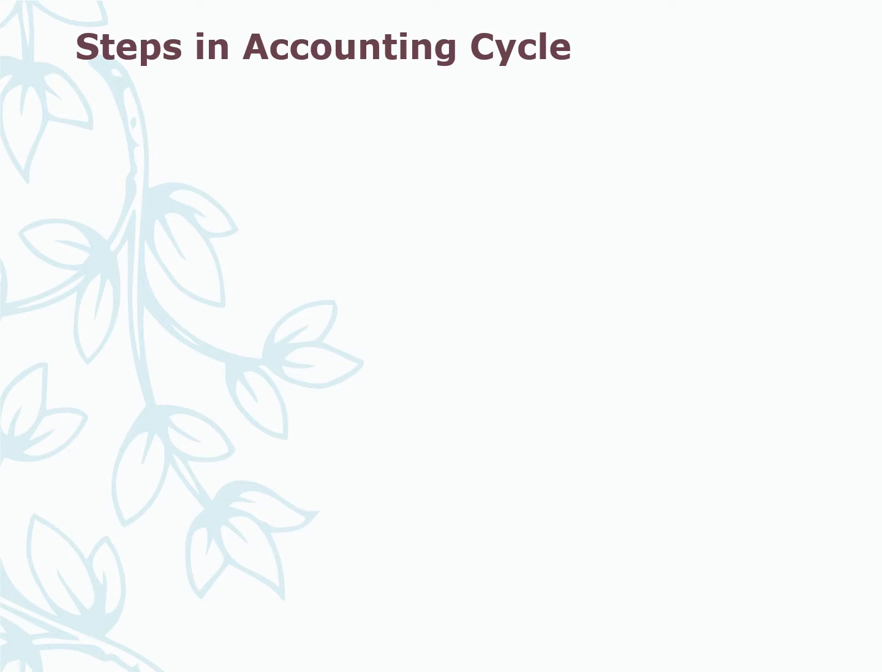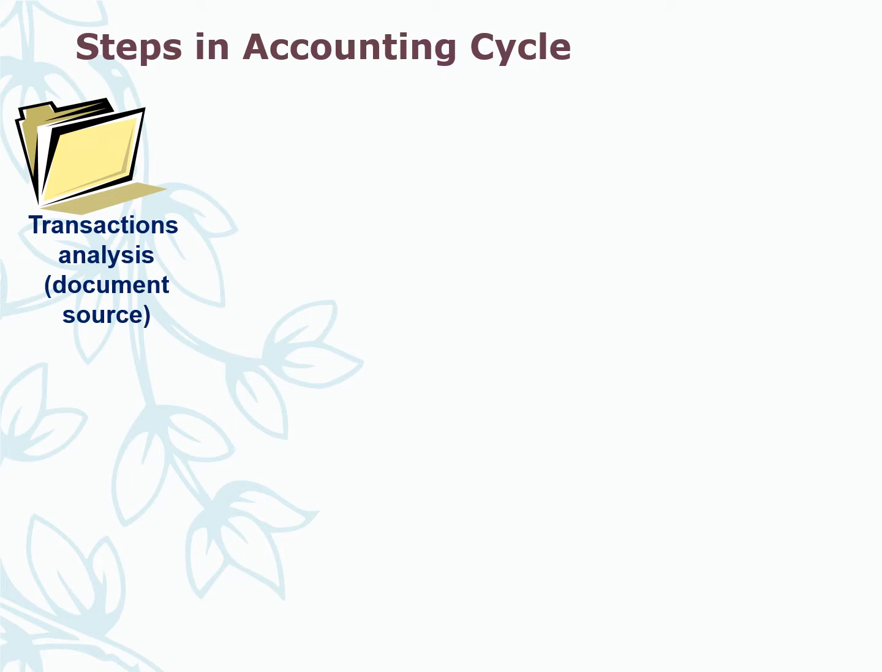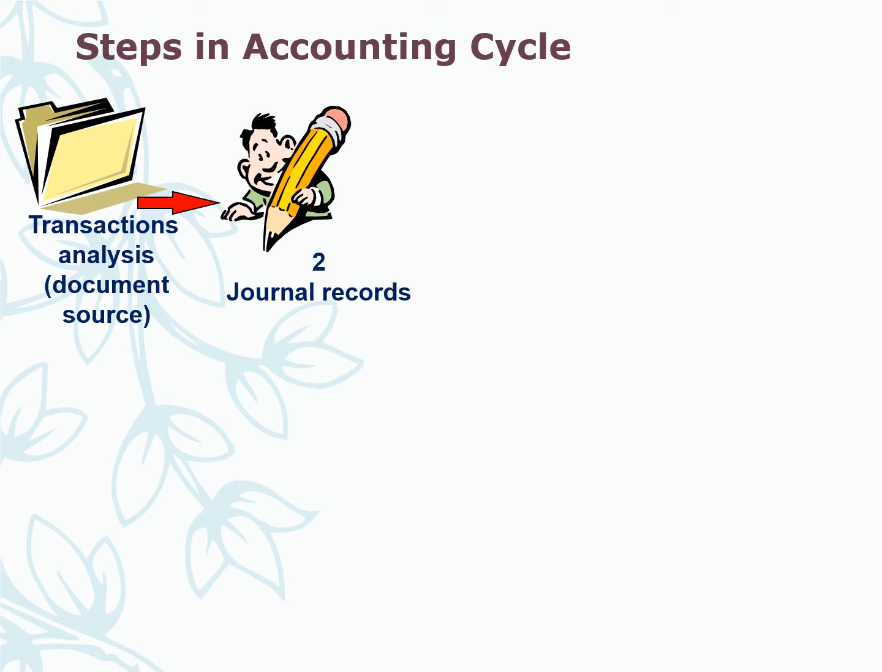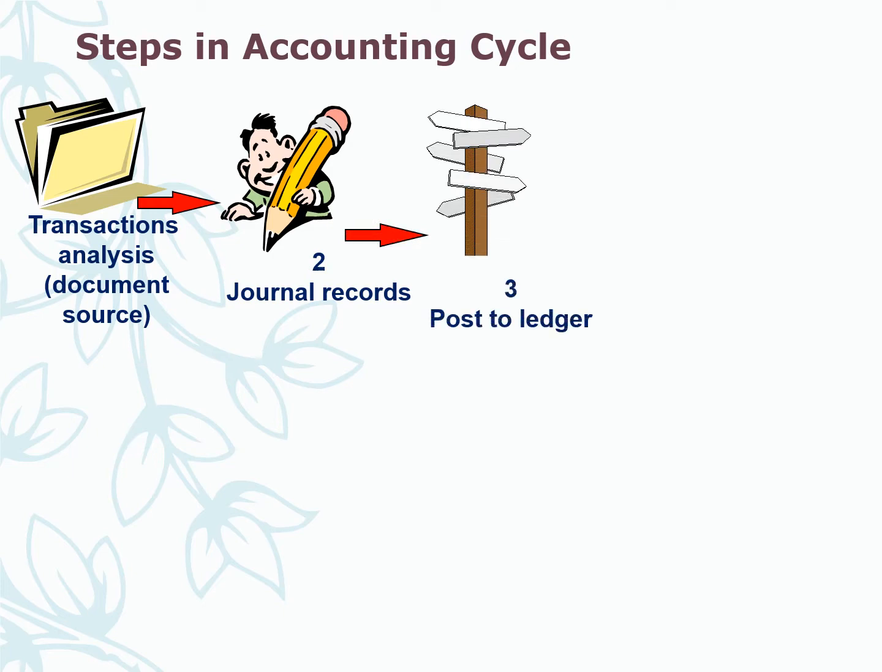The first step is transaction analysis. That is, we analyse the business transaction from the source documents. The second step is journal records. That is, we generalize the business transaction or enter the transaction information in a journal. The third step is post to ledger. Post or transfer the journal information to the appropriate accounts in the ledger.